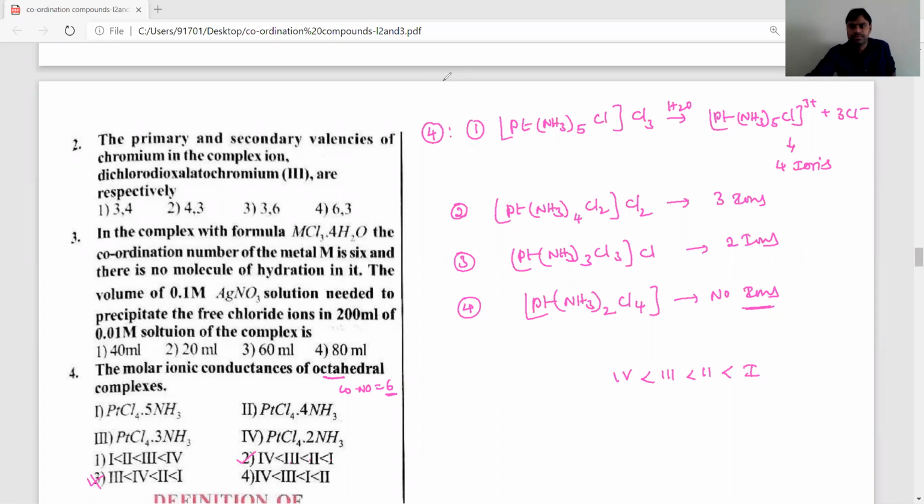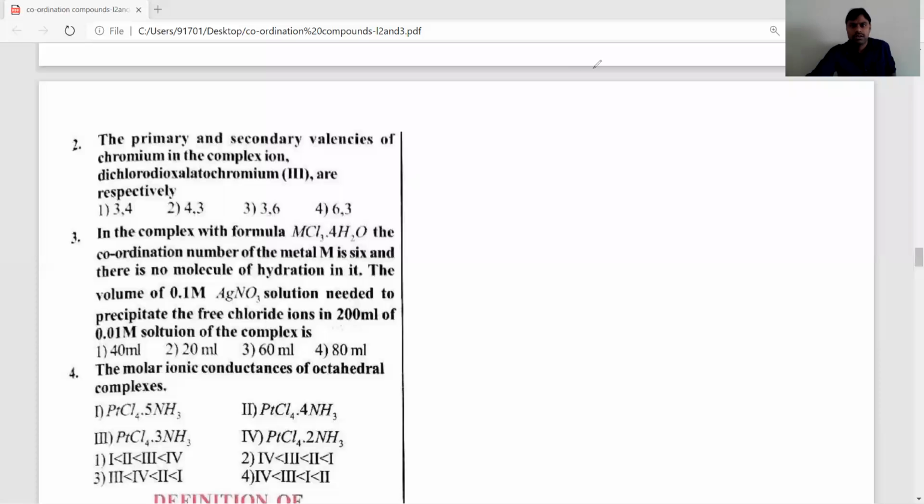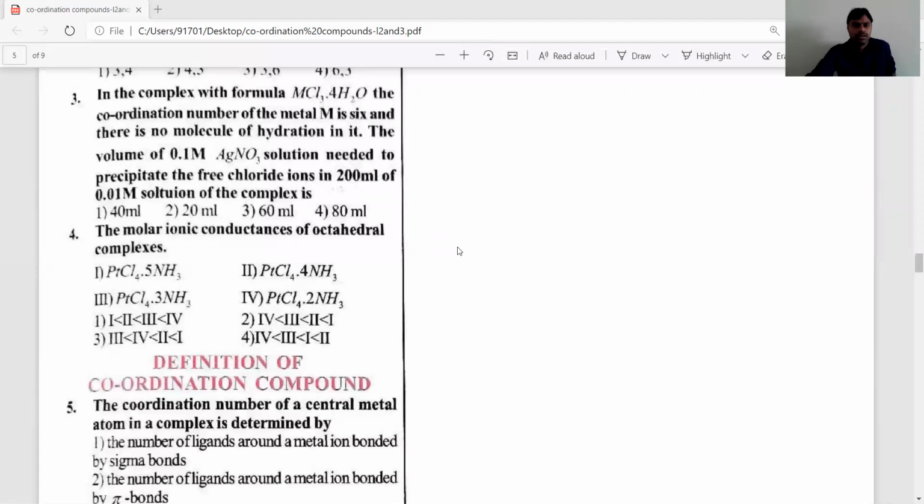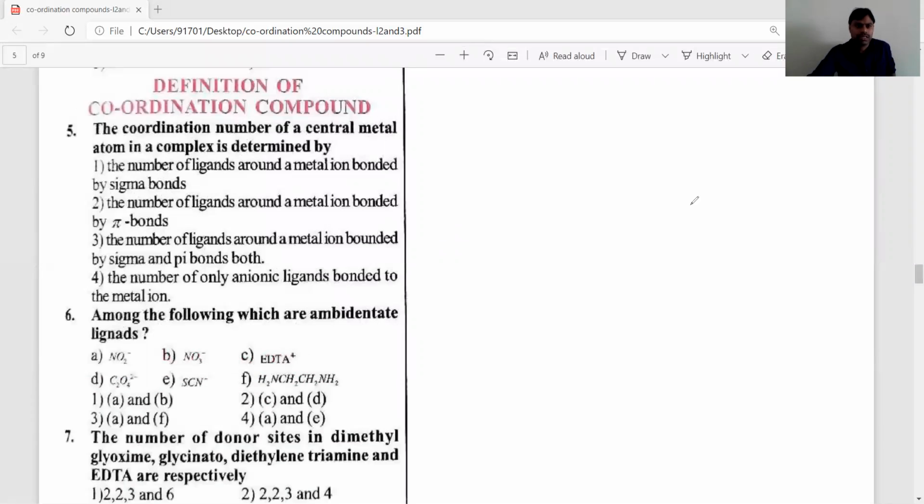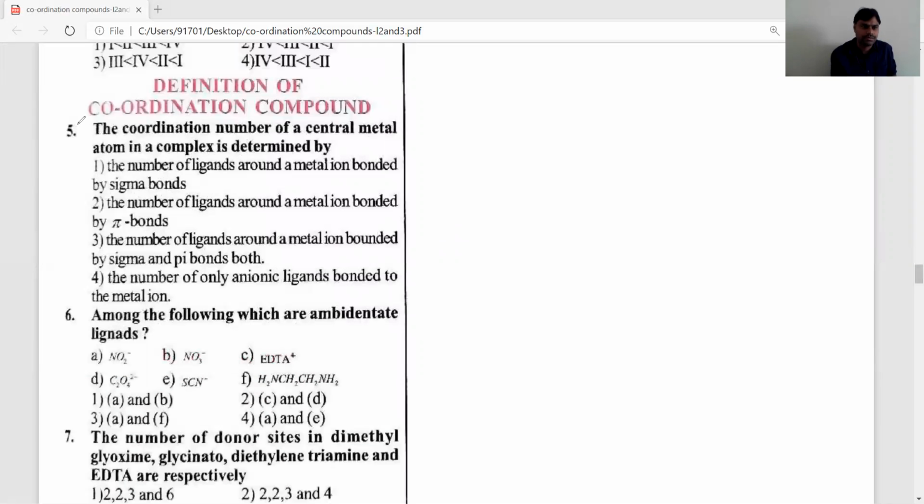Okay, let's go for the fifth question. What is the fifth question, dear students? The fifth question is: the coordination number of the central metal atom in a complex is determined by... always, the coordination number of the central metal atom in a complex is determined by nothing but the secondary valency. The secondary valency is nothing but the number of ligands around the central metal atom bound.